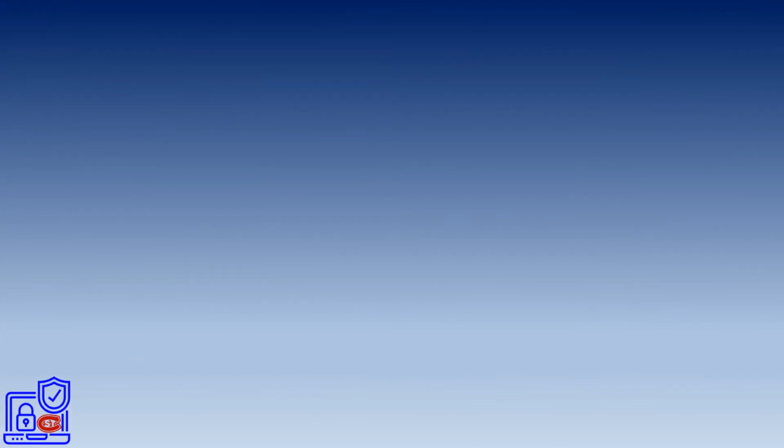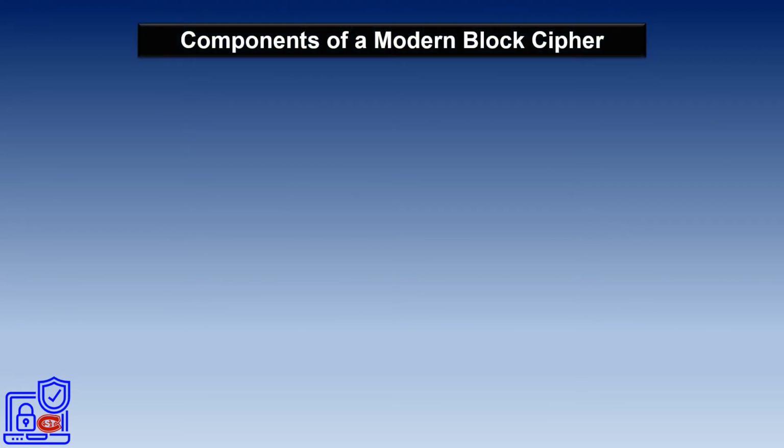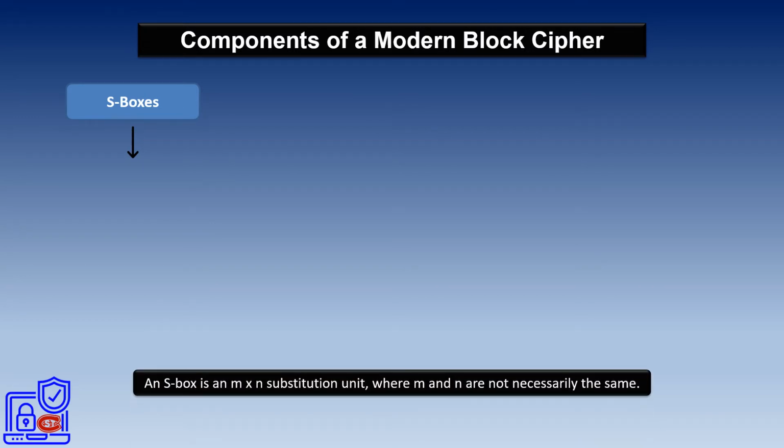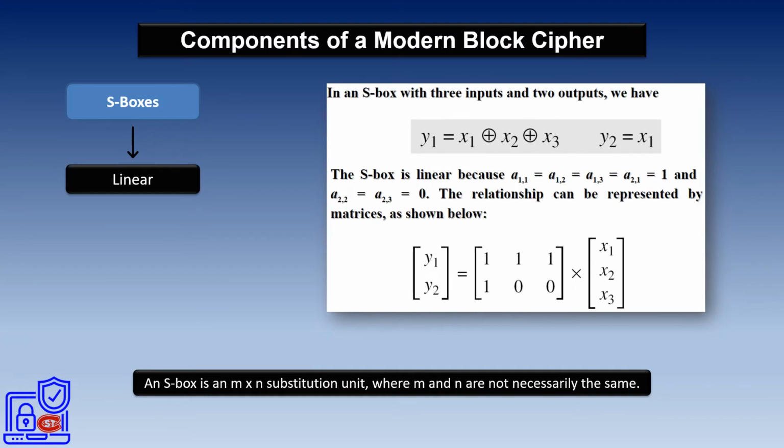An S-box, substitution box, can be thought of as a miniature substitution cipher. The input to an S-box could be an n-bit word, but the output can be an m-bit word, where they are not necessarily the same. In a linear S-box, the relationship between the inputs and outputs can be represented as a set of equations. However, a nonlinear S-box cannot have these relations for every output.